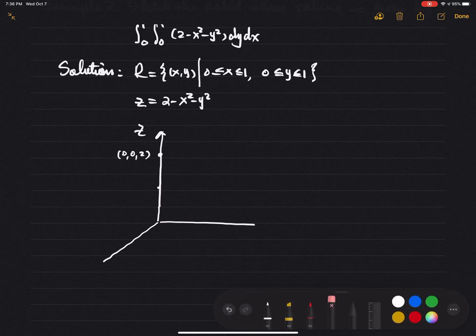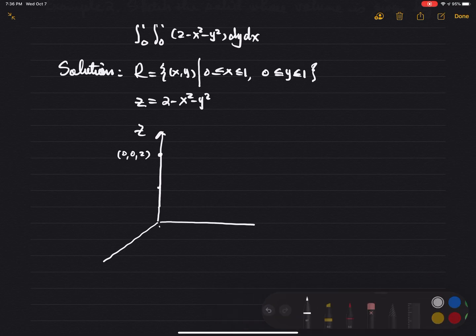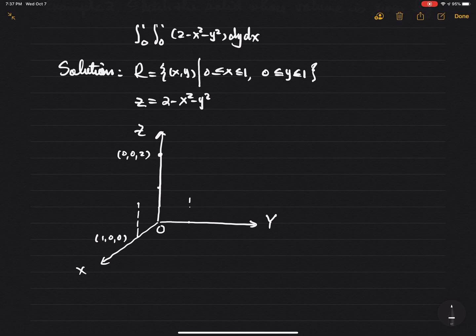So I'm going to put the origin here. This is the x-axis, this is the y-axis. Then here we have when x equal to 1, then z equal to 1, y equal to 0. So this is 1, 0, 0. And then this point, of course, is 0, 1, 0.